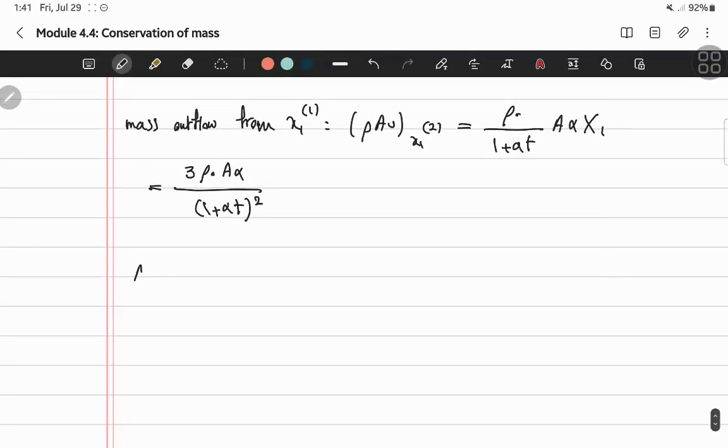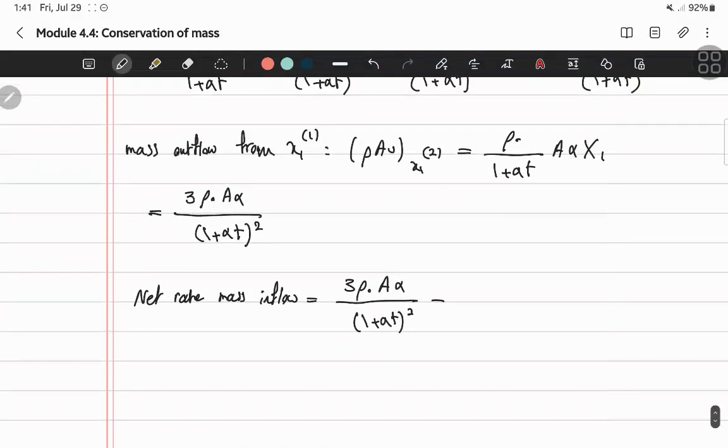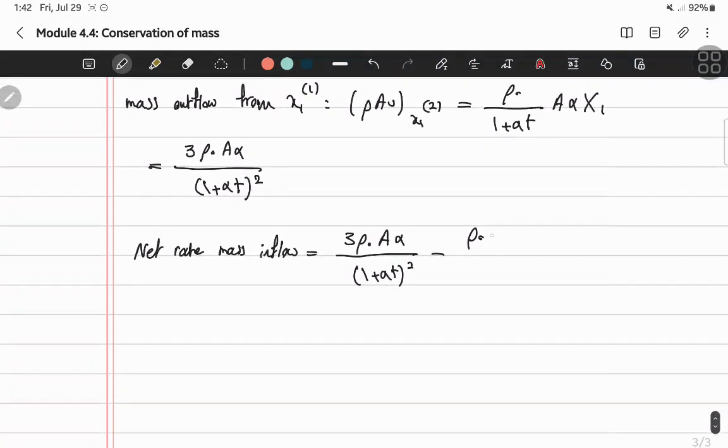So then the net rate of mass inflow or outflow, outflow is this one. So 3 rho 0 A alpha over 1 plus alpha t squared, minus this, which becomes rho 0 A alpha divided by 1 plus alpha t squared, which is 2 rho 0 A alpha divided by 1 plus alpha t squared.